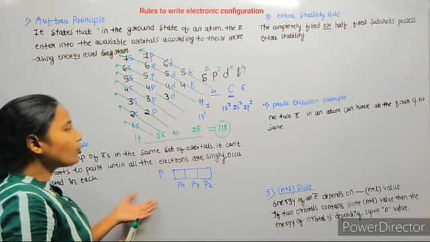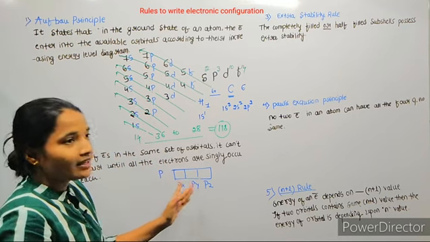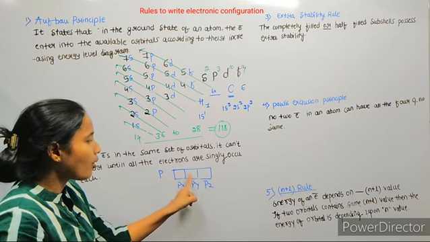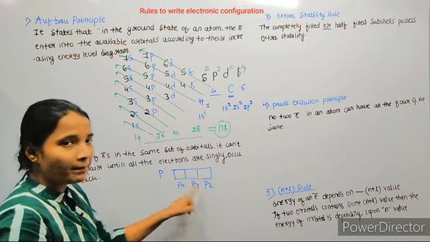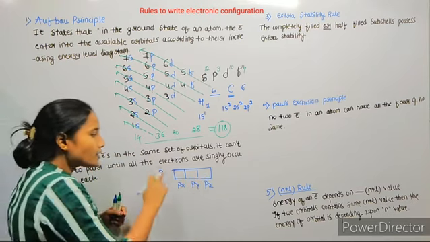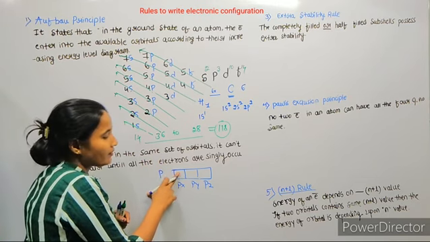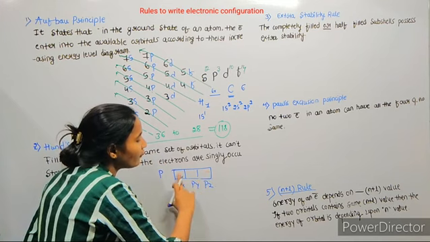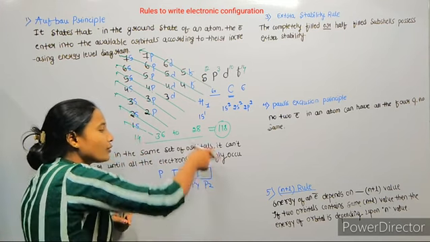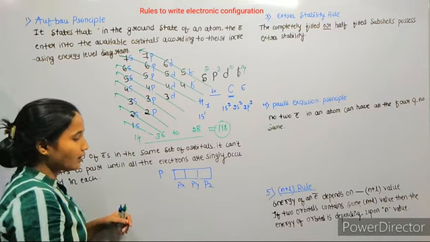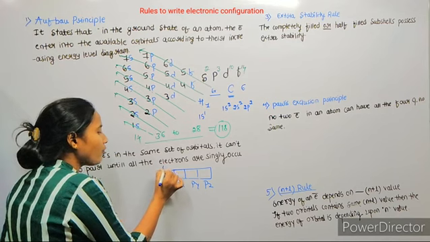Here you have to fill the electrons first singly in all these different orbitals, px, py, pz. First you have to fill single electrons. Then, after completion of all these orbitals with a single electron, you can start to pair. For example, p4 is there.